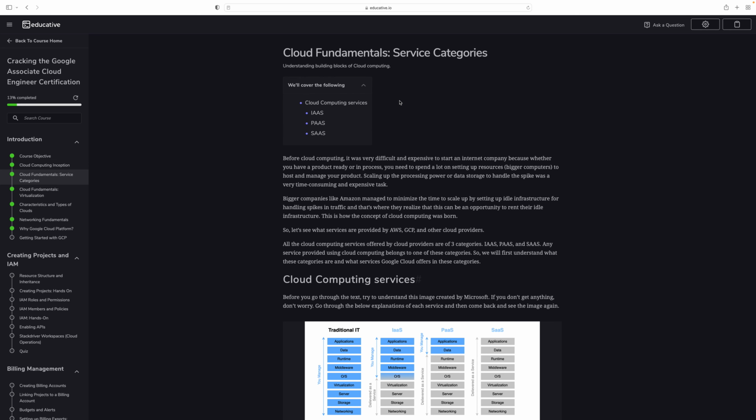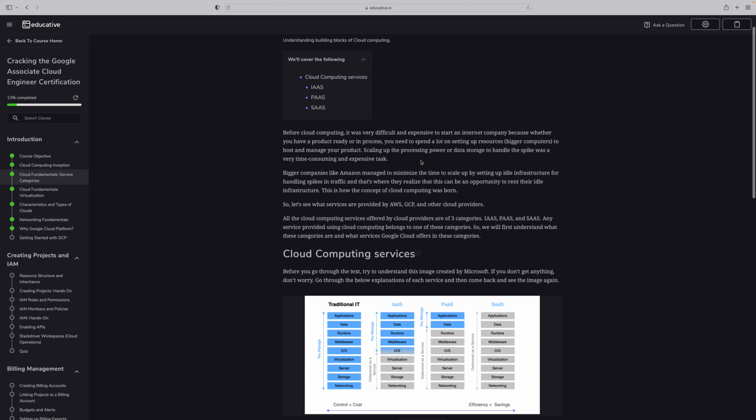Now, in this lecture, this is the third lecture, we are going to learn about cloud computing services: IaaS, PaaS, SaaS. Before cloud computing, it was difficult and expensive to start an internet company. So before cloud computing, what did companies used to do? They used to set up storage, then data, then applications.